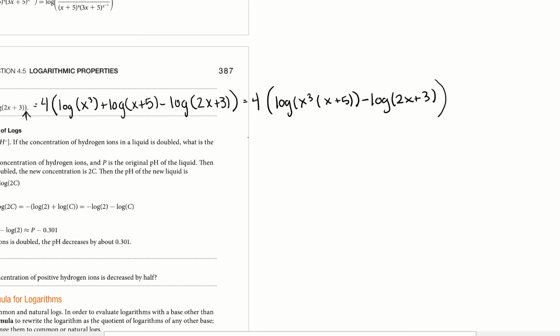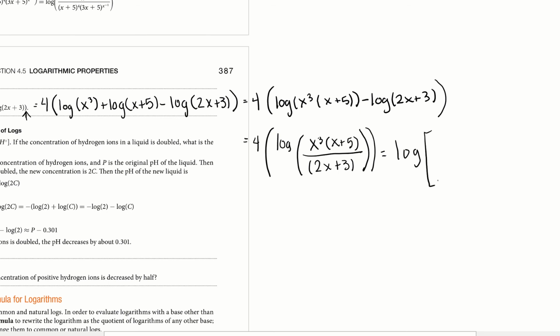There we go. Now I have the minus, and I can just turn them into a fraction here using the quotient rule. And then what I can do is I can deal with that 4 on the outside. And that's going to be x cubed times (x + 5), divided by (2x + 3), the whole thing to the 4th. And that's how that's dealt with.